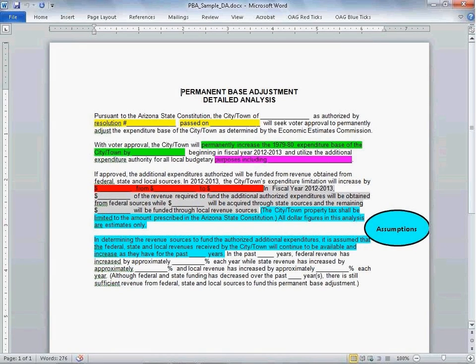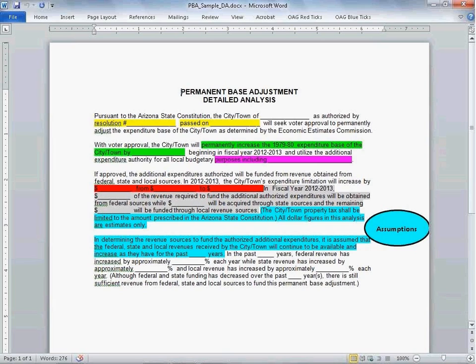We also look at the estimated revenue amounts to see that they are sufficient to meet the increase in limit. These revenues do not need to meet the total limit, just the increase, based on the wording in the League's packet. The revenue detail is highlighted in gray. In addition to the amount of revenues, we also look to see that the entity has included information on the revenue assumptions, highlighted in blue, for all revenue sources in the detailed analysis, such as federal, state, and local revenues.